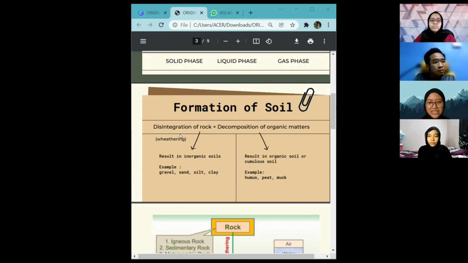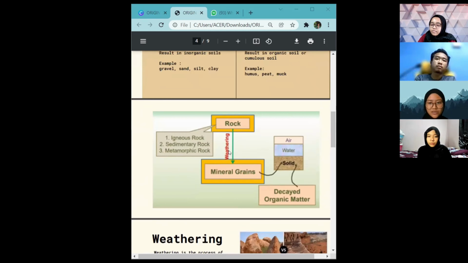The disintegration of rock results in inorganic soils, which are, for example, gravel, sand, silt, and clay. The decomposition of organic matter results in organic soil, or cumulus soil, which is, for example, humus, peat, and muck. Okay, so this is roughly for you guys to see.